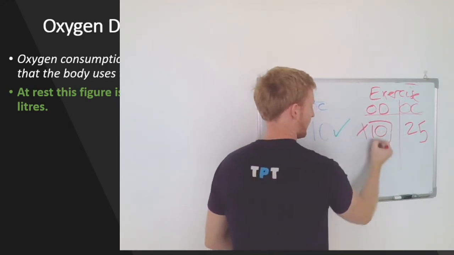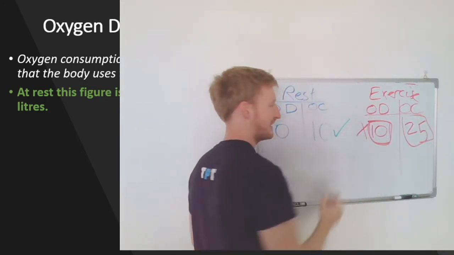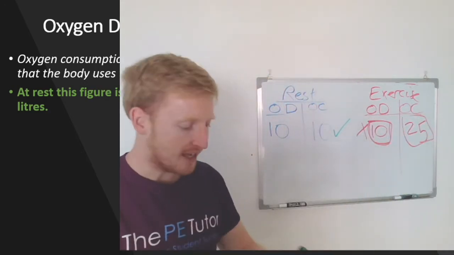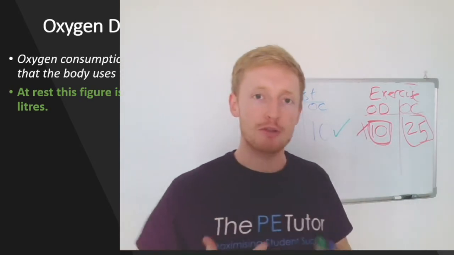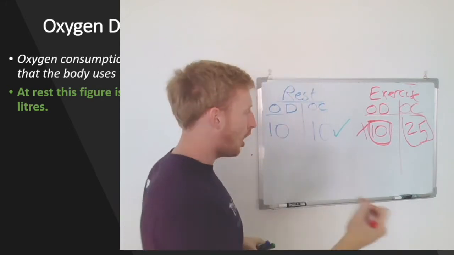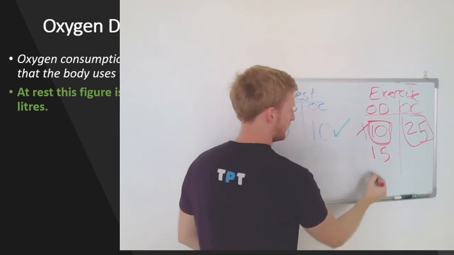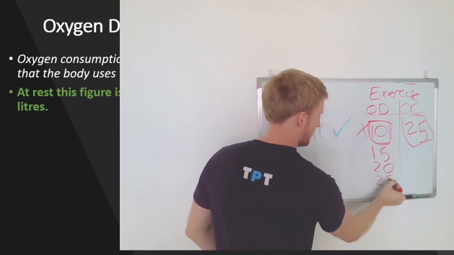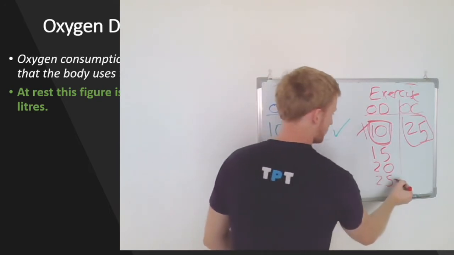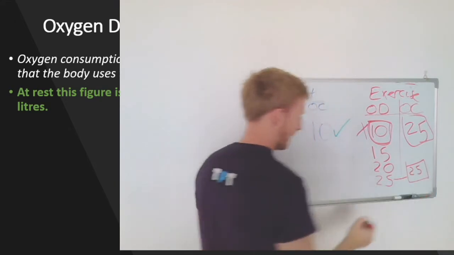10 isn't going to cut it, because I'm using 25 a second and I'm only delivering 10 a second. So what do I need to do? I need to increase the amount of oxygen that I start to bring into my body. But I can't do that straight away. There's going to be a lag. So it might go up to 15, then it might go up to 20, then finally it might make it to 25, and we're balanced out again.